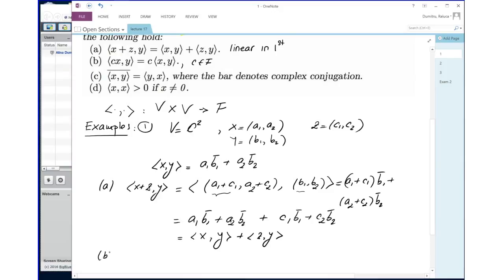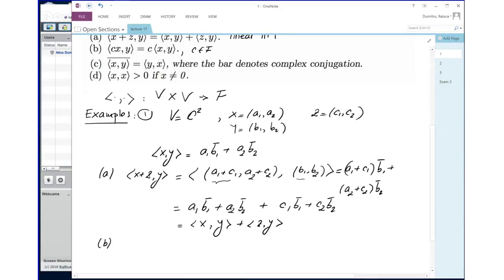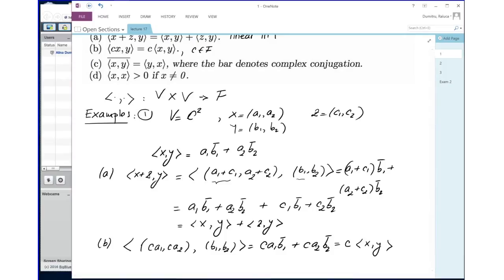Let's look at the second property. C times the vector x is the vector CA1, CA2. Inner product with the vector B1, B2, according to this definition, will be CA1, B1 bar plus CA2, B2 bar. Factor out the C, and then you end up with the inner product between x and y again.